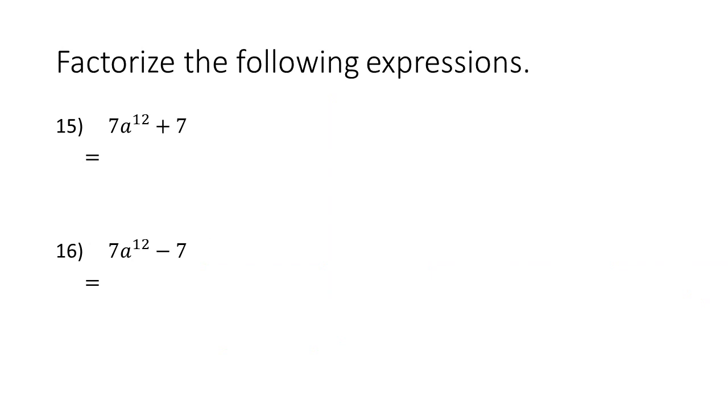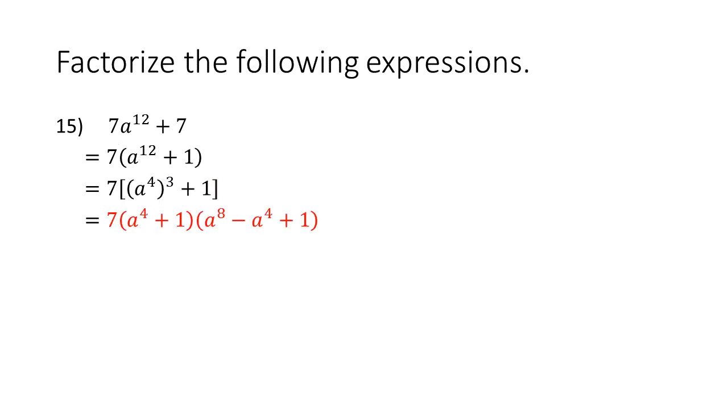Last but not least, the powers of the last two questions are doubled again. We use questions 13 and 14 as the references. For addition, we will write a to the power of 12 as the cube of a to the power of 4, and use the identity of a cubed plus b cubed to finish the factorization. For subtraction, we express a to the power of 12 as the square of a to the power of 6. Then just like question 14, we use a squared minus b squared equals (a plus b), multiplied by (a minus b).